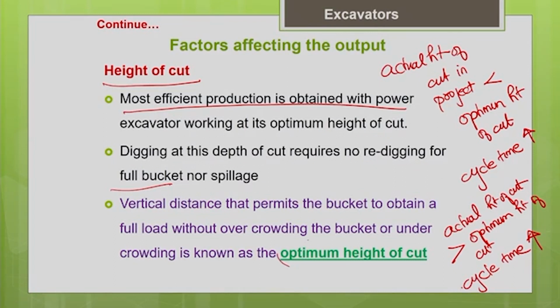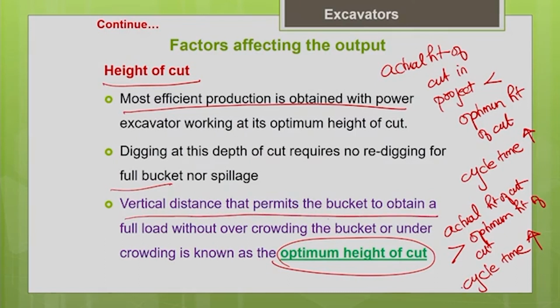So basically, what is this optimum height of cut? The vertical distance that permits the bucket to obtain a full load without overcrowding or undercrowding the bucket is known as the optimum height of cut. At this particular height of cut, I can fill the bucket in one sweep without either overcrowding or undercrowding the bucket. That way I can get my optimum or maximum productivity.